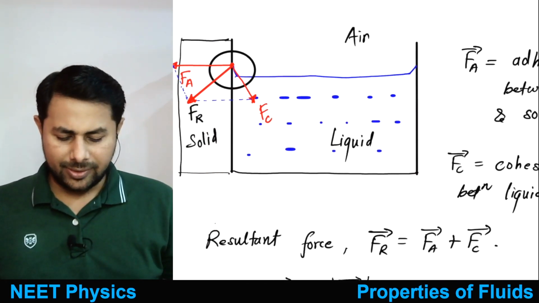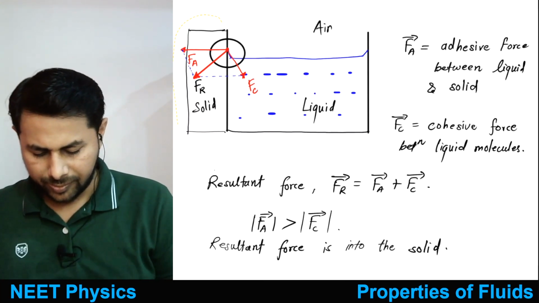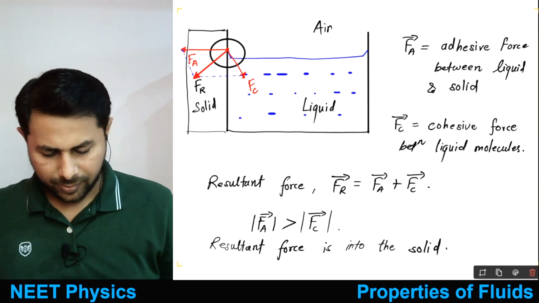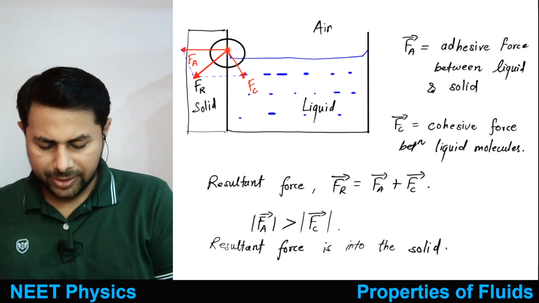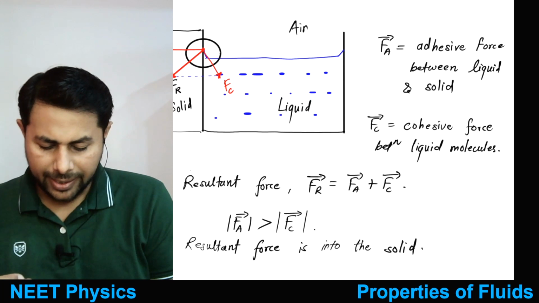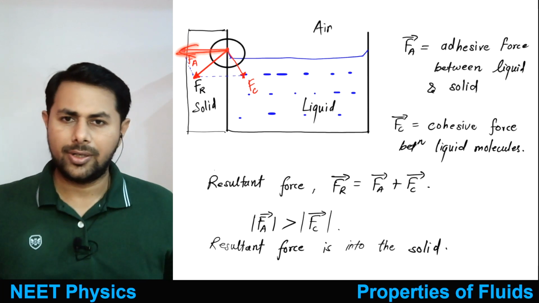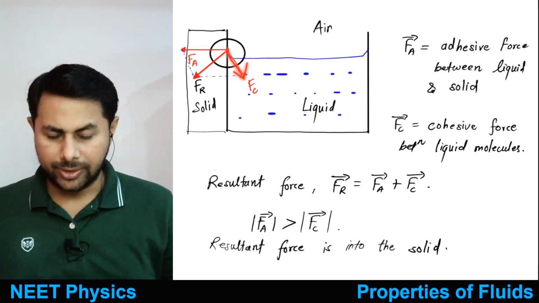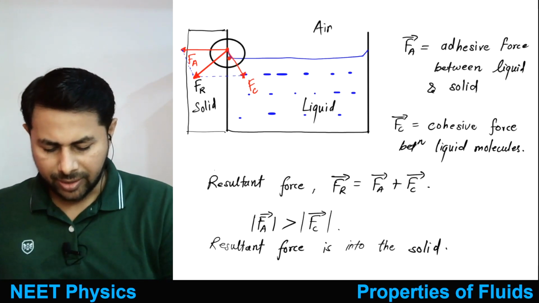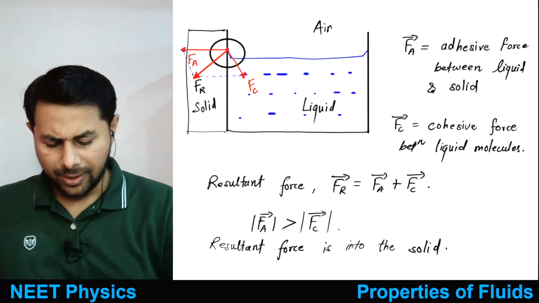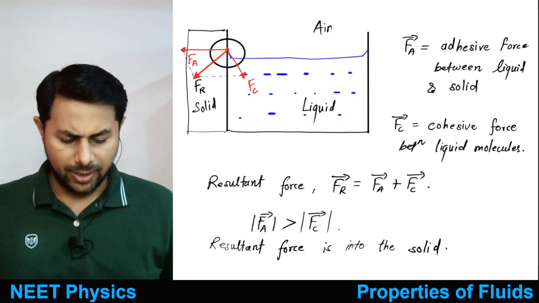So what happens? There would be some cohesive force and some adhesive force. There would be the adhesive force between this water molecule, or liquid molecule, and the solid molecules. It will be directed like this. This is the adhesive force. Then there would be some cohesive force between this molecule and other molecules of liquid which come in this sphere of influence. This is the cohesive force, and it will be directed like this.